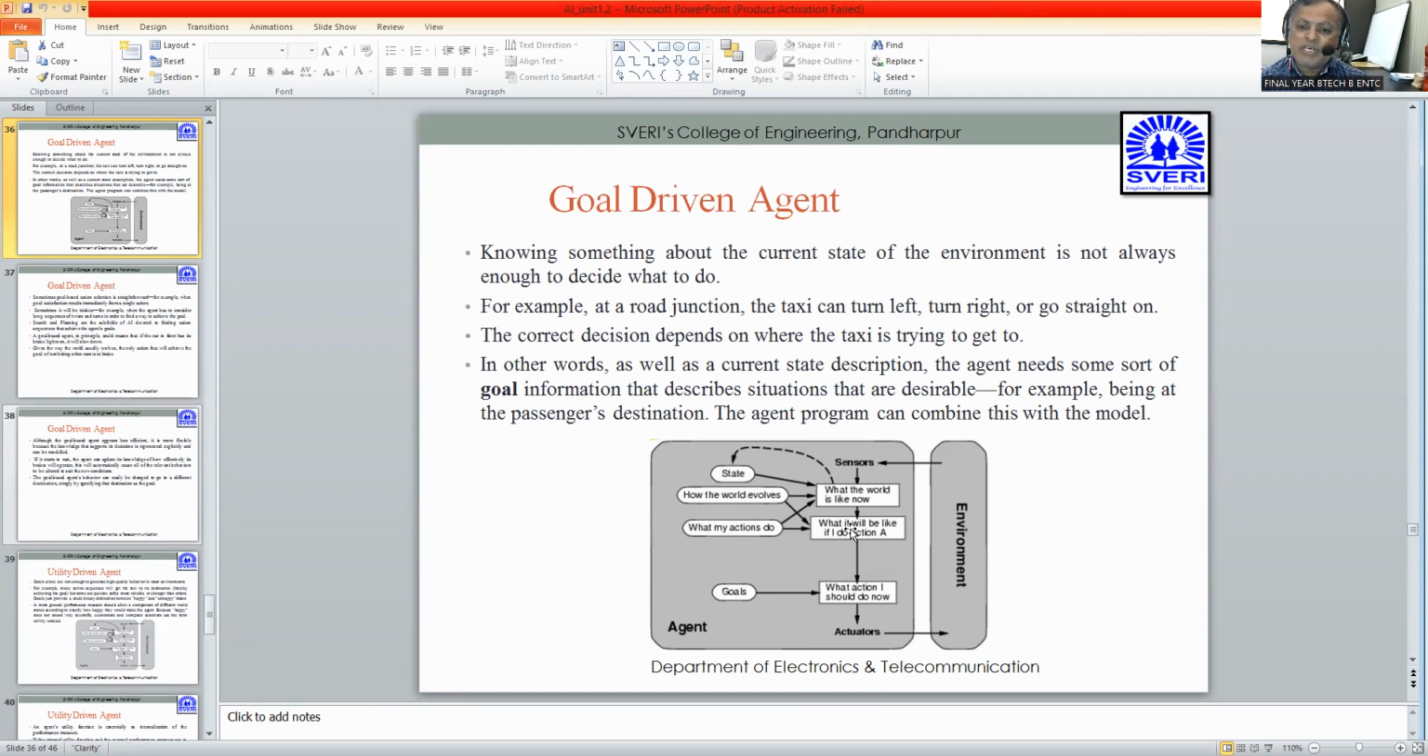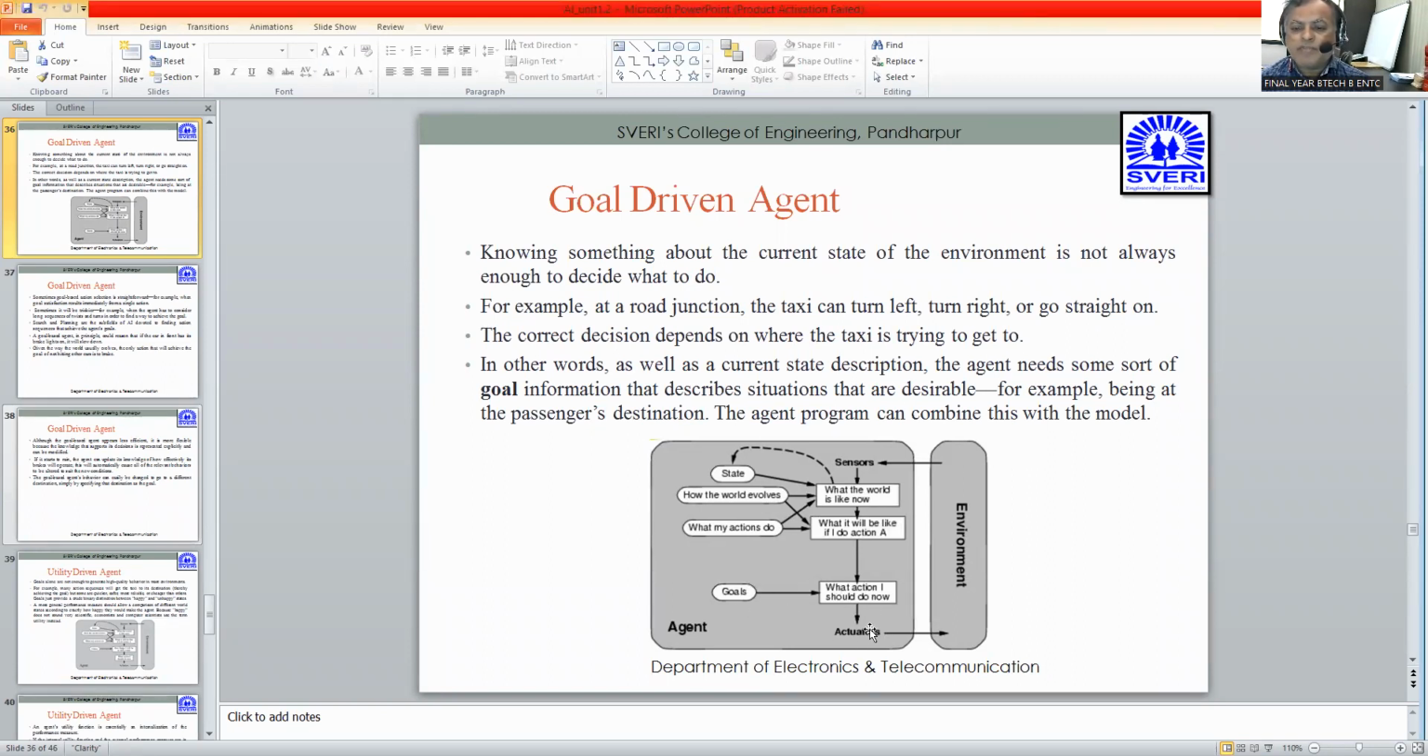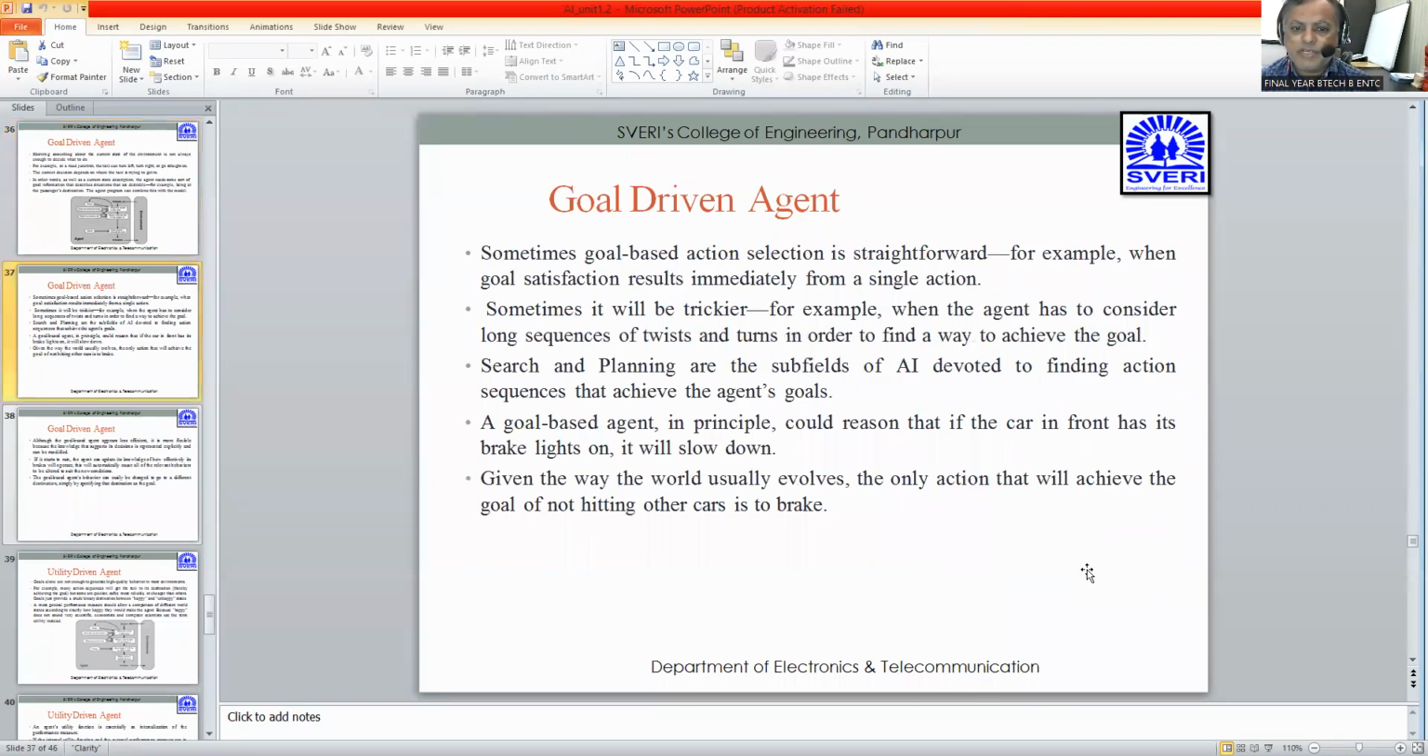Now after the action is done, what do my actions do? Again, it goes to what the world looks like now. Again, the next action will be done. So it will depend upon the actions that have been taken till it reaches the achievement of that goal. Is it okay? So a goal-based agent in principle could reason that if the car in front has its brake light on, it will automatically slow down. And given the way the world usually evolves, the only action that will achieve the goal of not hitting other cars is to brake. So this information is all about the goal-driven agent.